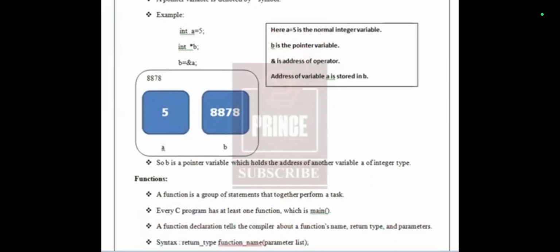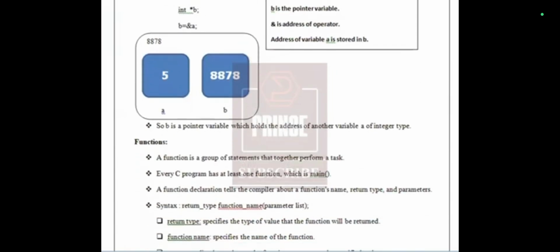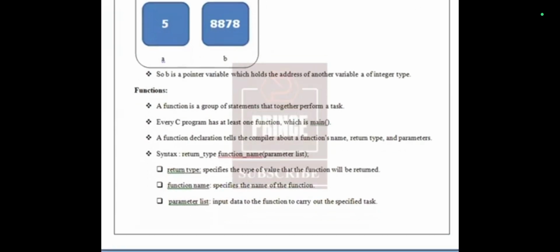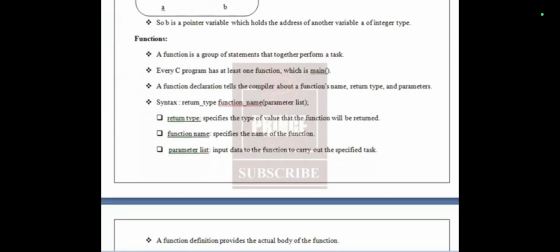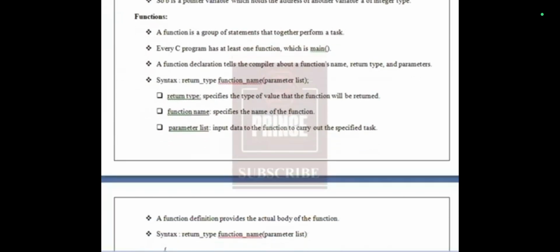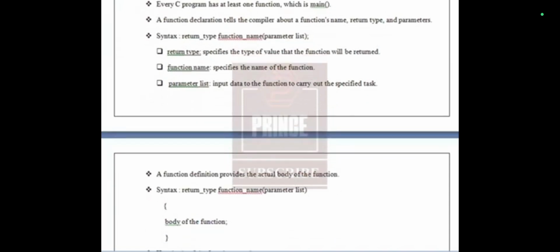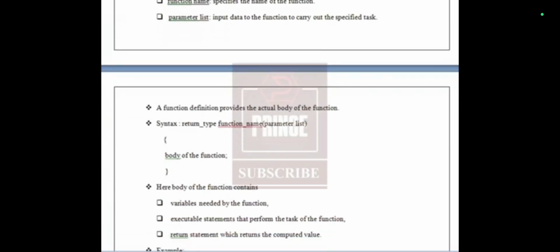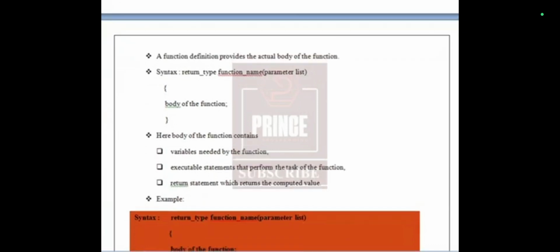An example is also given. A function is a group of statements that perform a specific task. Every C program has at least one function, which is main. A function declaration tells the compiler about a function's name, return type, and parameters. The syntax of functions is given. We have seen the basic function in the previous video already. So here are the notes on the function.